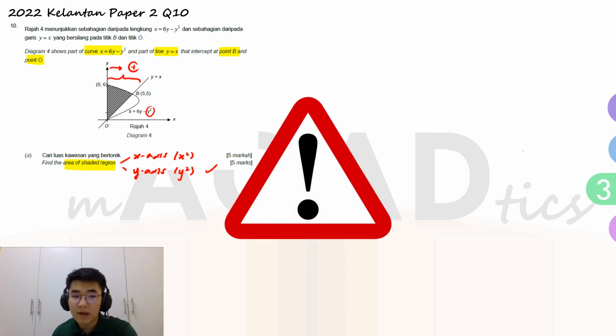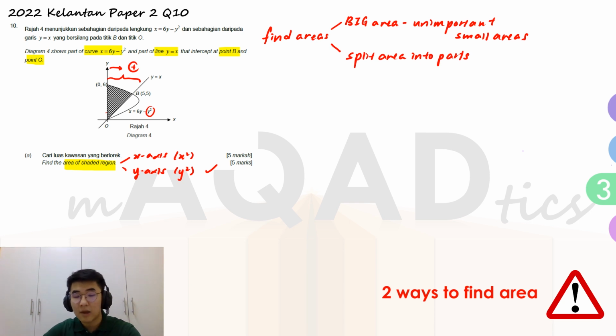Alright, so now for finding the area of the shaded region, we have two ways actually. One is big area minus the unimportant small parts, or the other way is splitting the big area into parts. So the first way, if we go back to this question, our big area would be the area that is covered by this curve and the y-axis. So this is our big area. Our unimportant small area would be this part, but it will be a bit difficult because there's no formula that we can use to straight away find the area of this part. Okay, so now we go to the second way.